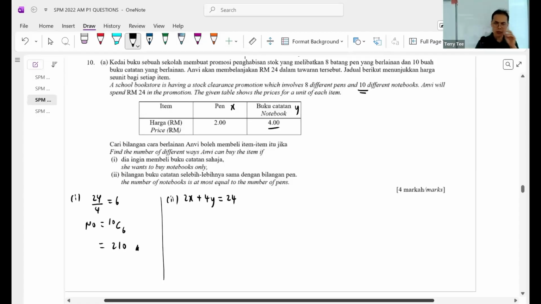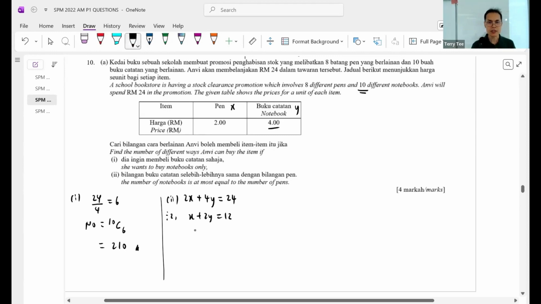Because we need to find out the combination of X and Y, I will divide everything by 2. So it's X plus 2Y equals 12. We're going to substitute different values of X and Y. Maybe we start with what? Remember, X is pen, Y is notebook. The easier way would be to start with Y, because if you start with X and put X inside, then your Y you have to mentally divide by 2.